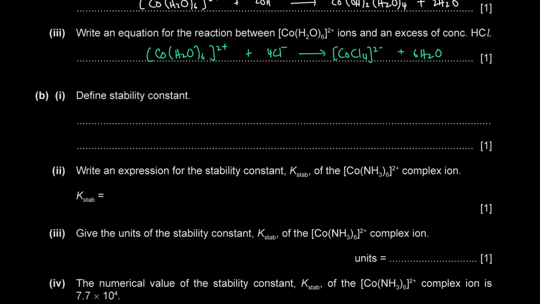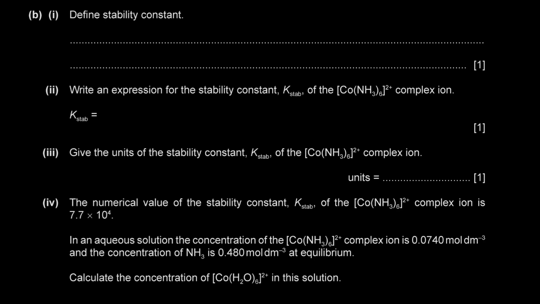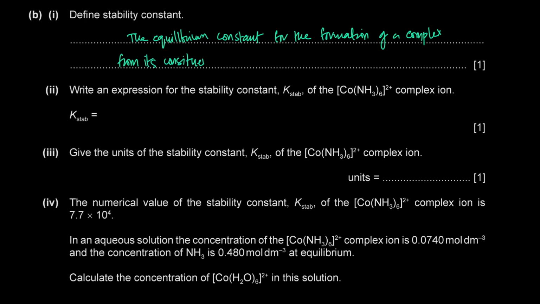B part 1 says define stability constant. The stability constant is the equilibrium constant for the formation of a complex from its constituent ions or molecules or even atoms, in a given solvent.